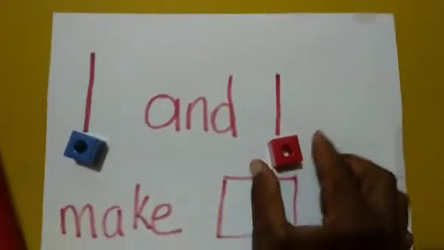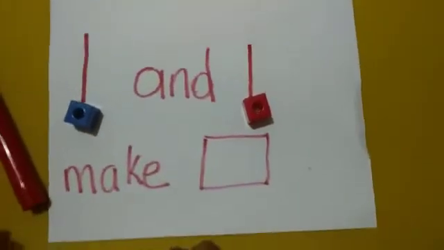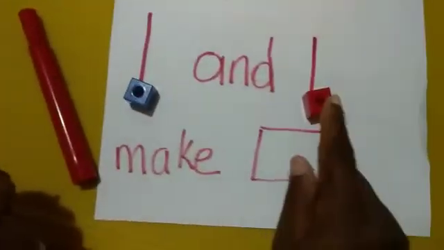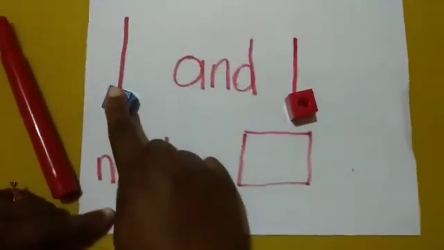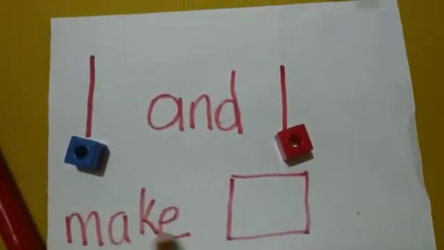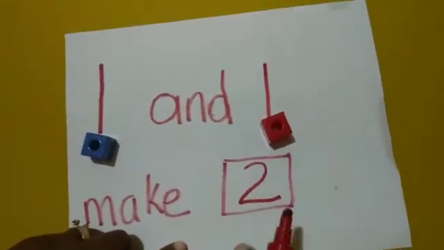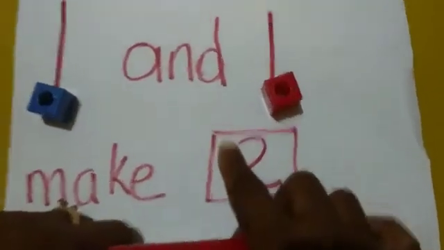Now I am seeing 1 and 1. So that means I have to put 1 counter under numeral 1 and another counter under this numeral 1. So 1 and 1 make. So let's count the counters together to see how many 1 and 1 make. 1, 2. So 1 and 1 make 2. And this is numeral 2.